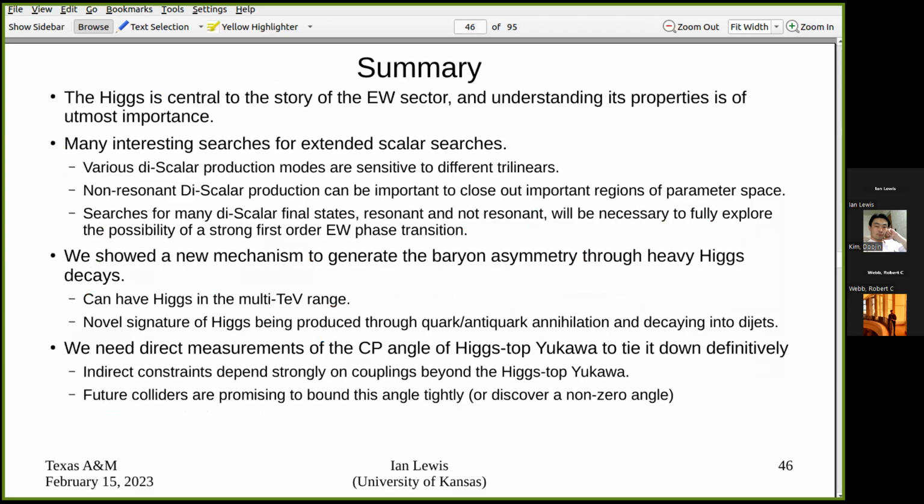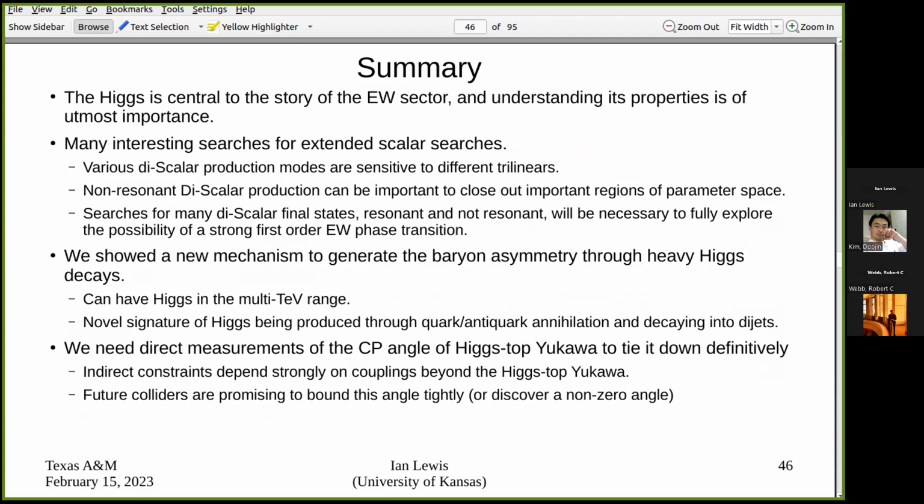So, summary: the Higgs is essential to the story of the electroweak sector, and understanding its properties is of utmost importance. There are many searches for extended scalar sectors. There are various di-scalar modes that are sensitive to different trilinears, and non-resonant di-scalar production can be quite important to close out important regions of parameter space, and a lot of things we're currently doing don't actually get to. Partially this is because it's really hard to do, whereas the resonant productions are spectacular.